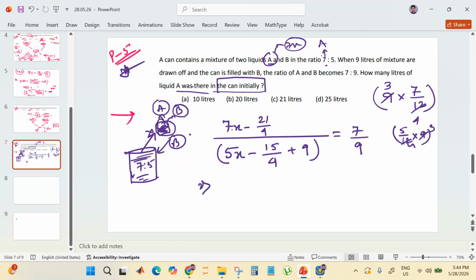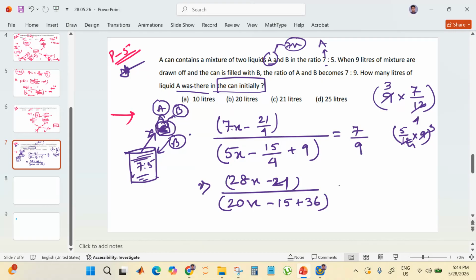Okay. So if I solve, how to solve easily? Just multiply with 4 first. In the numerator, it will become 28x minus 21, and with the same 4, if we multiply in the denominator, 20x minus 15 plus 36, and 4 will cancel from numerator and denominator also. So just solve it.